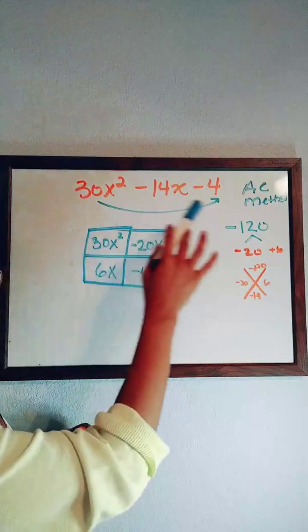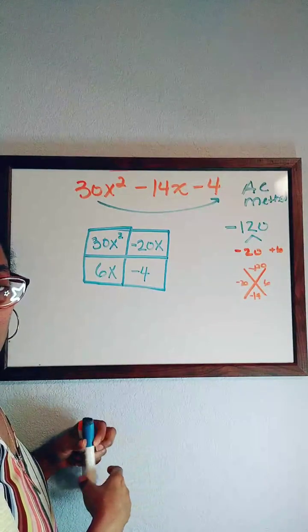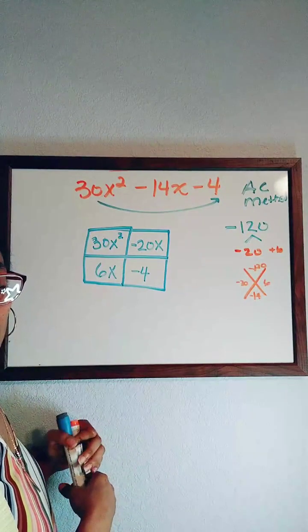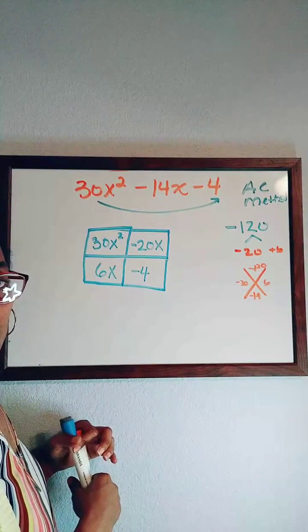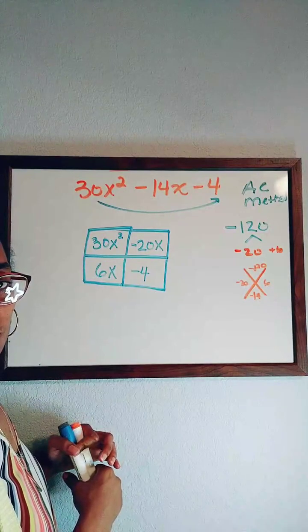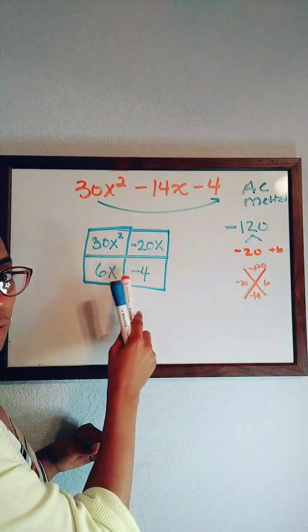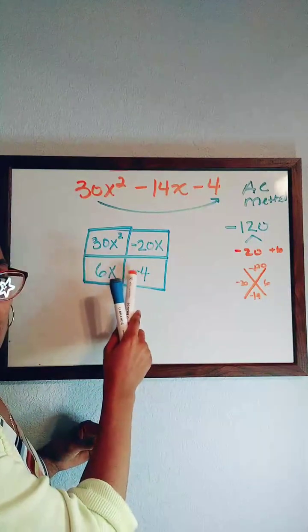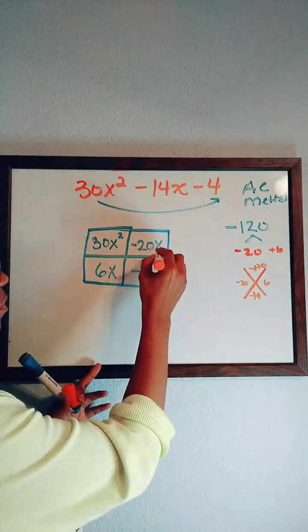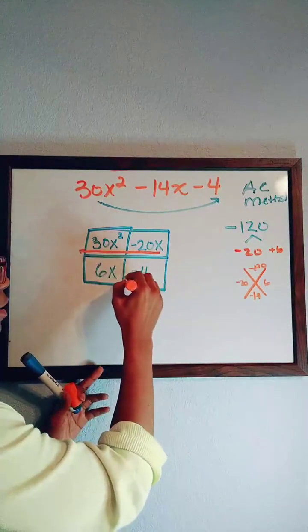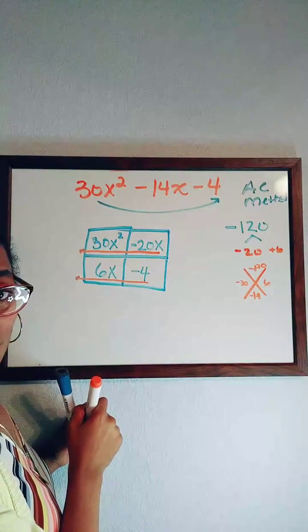Yeah, we did 30 times -4 and got -120. Said divide everything by -2 at the end. Don't you see that's what we're doing? All right, so now we got to find the GCF. So find the GCF of these two boxes going this way. So what's the GCF of 30x squared and 20x?